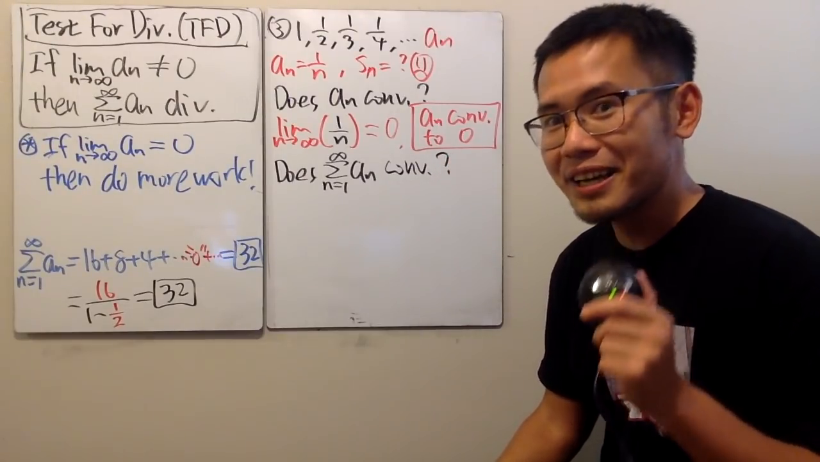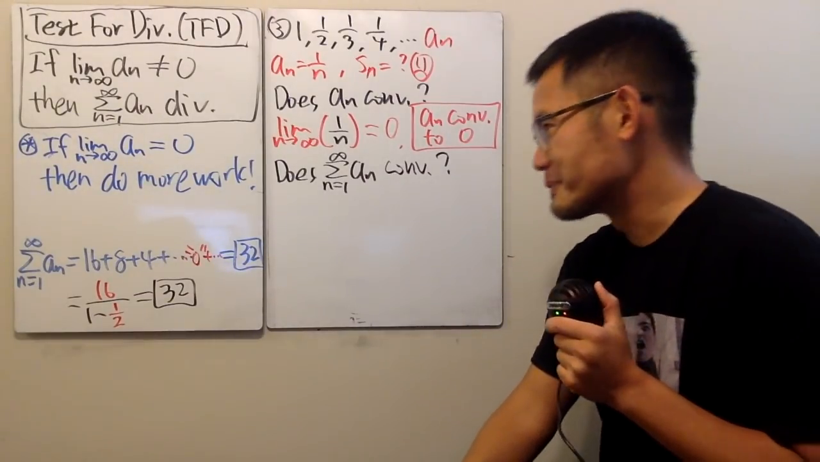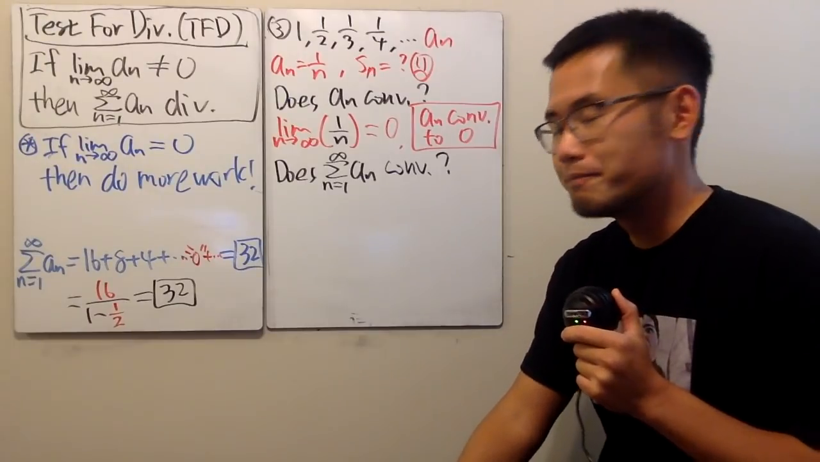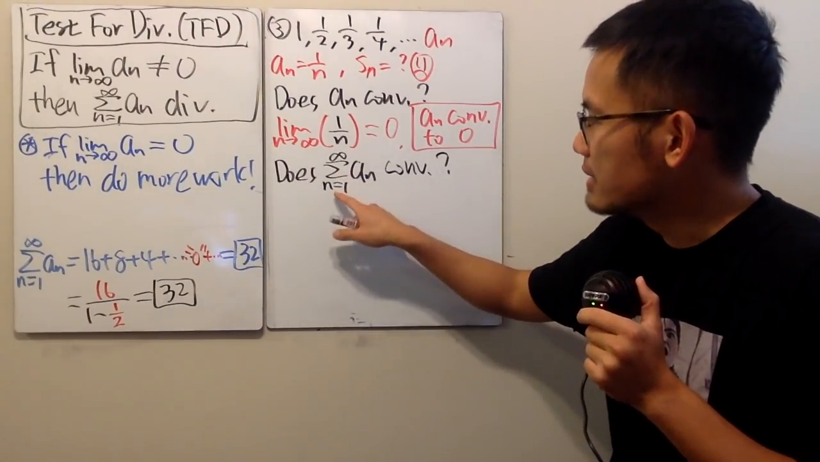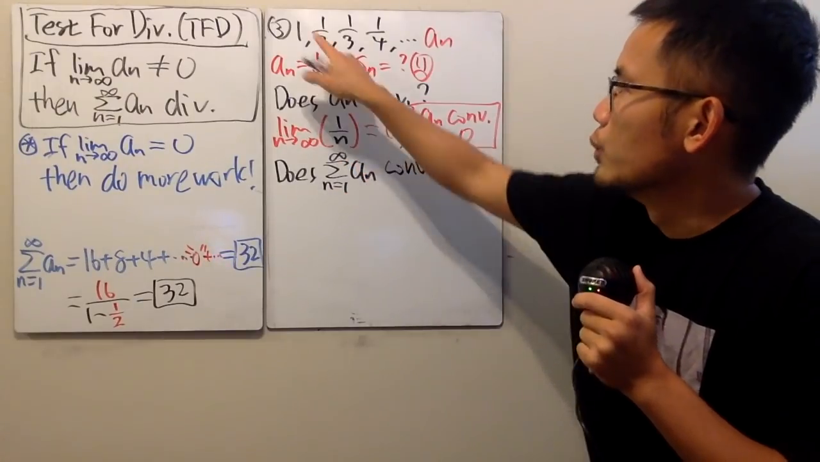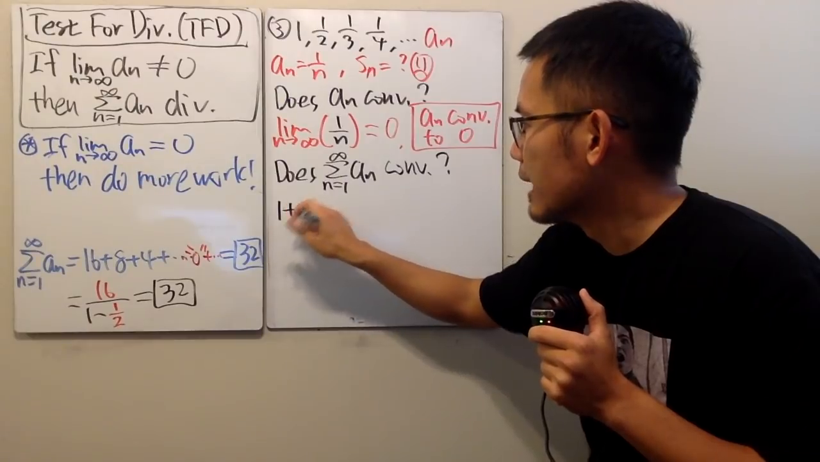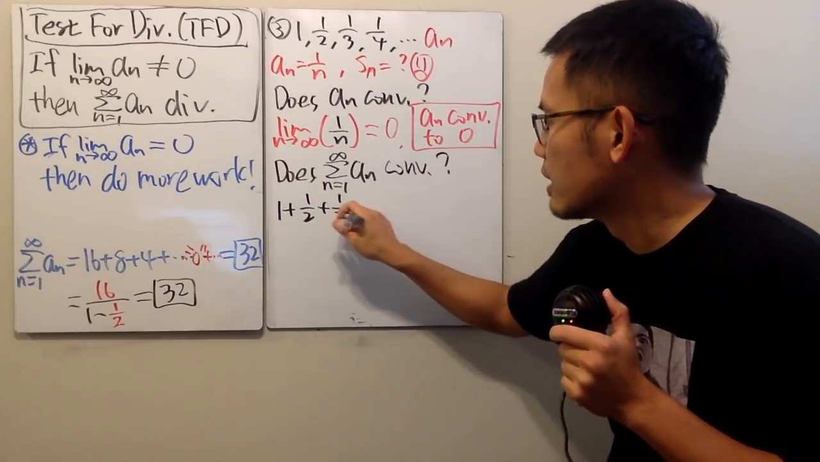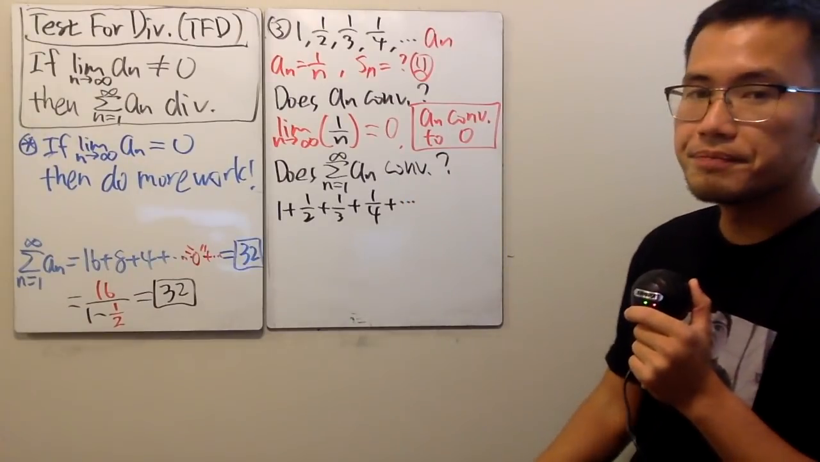You can do this by psychology, right? Because I told you I was going to do an example like this already. However though, let's write down what this means first. The sum as n goes from 1 to infinity of a_n, we go back to the original. This means we do 1 plus 1/2 plus 1/3 plus 1 over 4 plus dot dot dot, right?